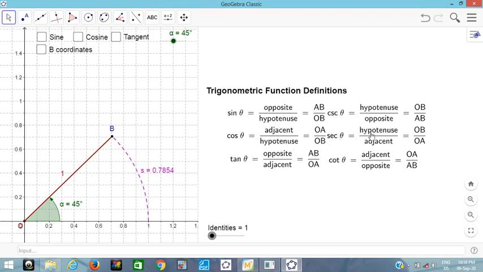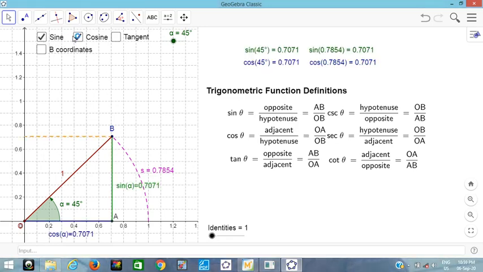Then sec is hypotenuse over adjacent, which is 1 over cos. Then 1 over tan will give you cot. That is, cot is adjacent over opposite. So just get your pen and write all these out. They are very important. So these are the 6 basic trigonometric ratios. Get it in the right angle triangle form. So this is how it will look in the right angle triangle.